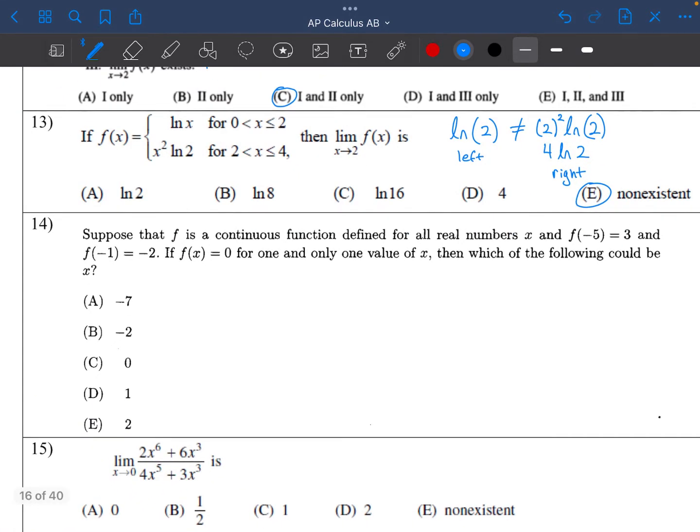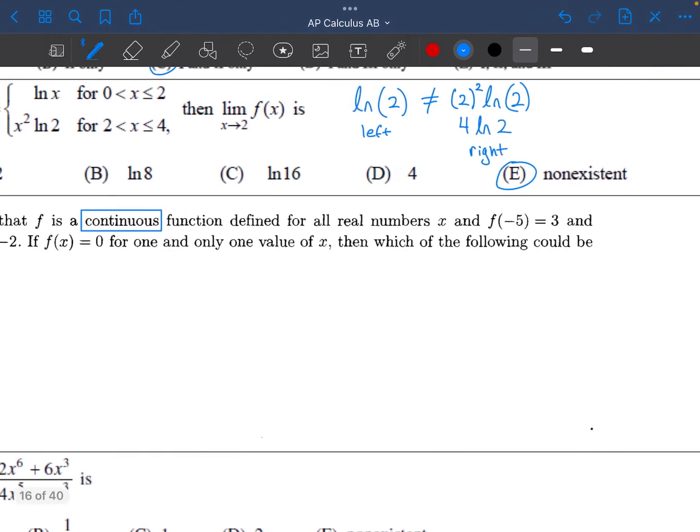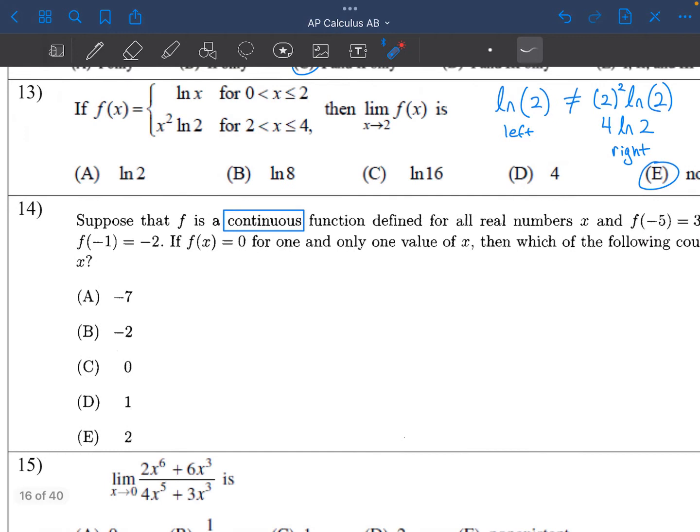Number 14. All right, so I've got some keywords. I'm going to kind of box things that I care about. It's continuous. That's going to be helpful if I ever need to use intermediate value theorem or anything like that. Defined in all real numbers. Okay, it gives us a height. So it says, okay, at x coordinate -5, we have a height of 3 or a y coordinate of 3. And at x coordinate -1, we have a height or a y coordinate of -2. And if we have a height of 0, this is saying for only 1 and 1 value. So at one x coordinate, we have a height of 0.